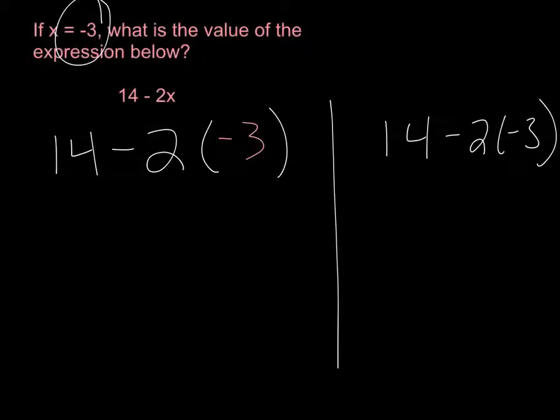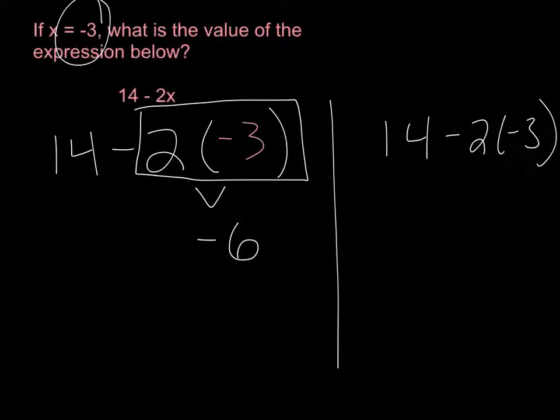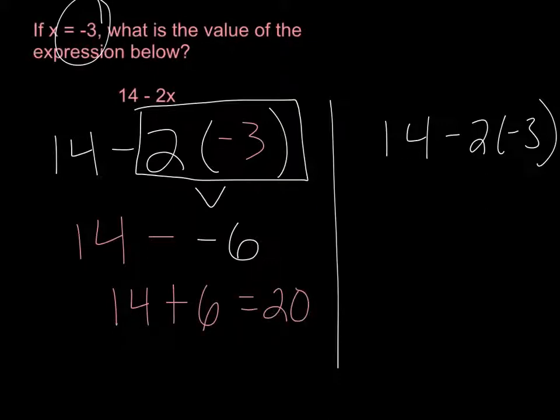First, we'll start in the left. I'm going to do 2 times negative 3. 2 times negative 3 is negative 6. And I just want to copy everything else the exact same. So I have a 14 and a minus. That's one way I can write it. Well, I know that 2 negatives, 14 minus negative 6, that's the same thing as 14 plus 6. And my answer is 20.